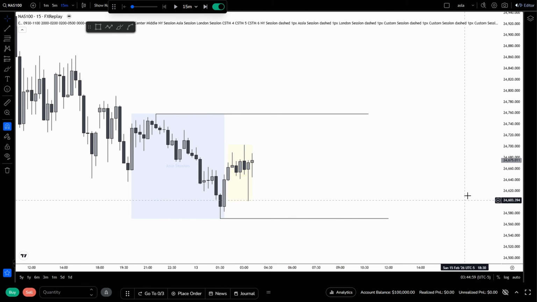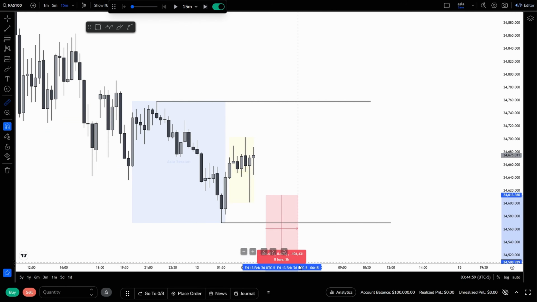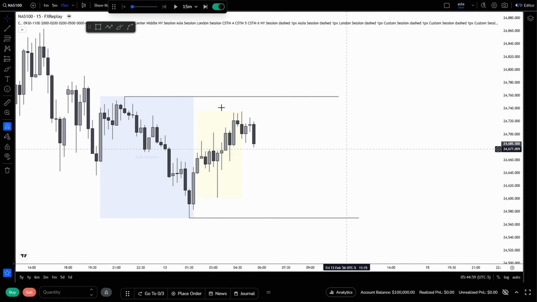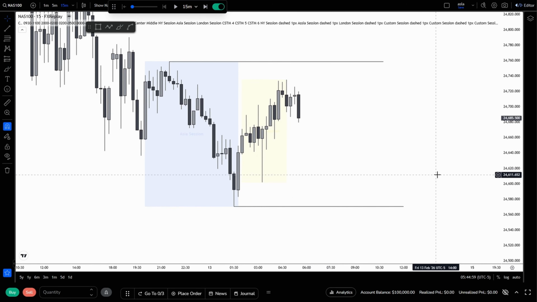Now that Asia has played out, the first thing we want to do is observe whether we get any displacement above or below the Asia highs or lows during London. In this case, London doesn't give us a clean expansion beyond the range in a meaningful way. So we shift our focus to how New York interacts with the established range.